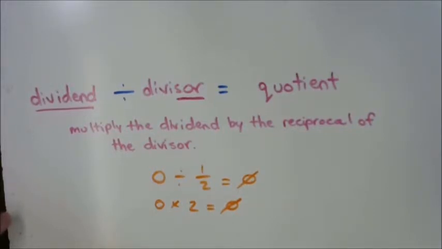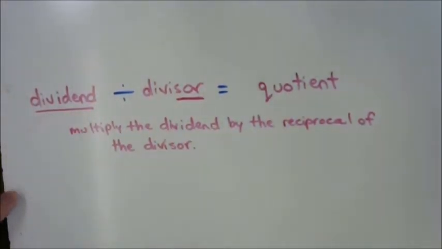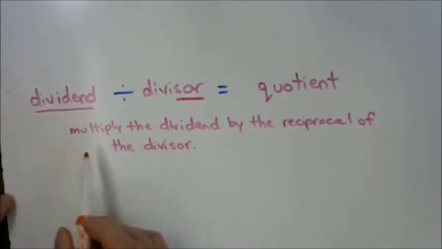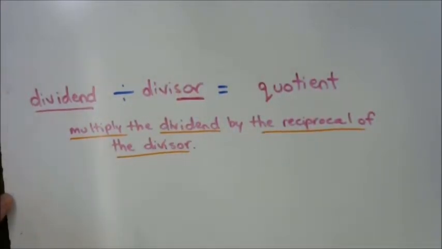How do you know what goes on the top and what goes on the bottom when you're cross multiplying? That's why we're not going to talk necessarily about cross multiplying. We're going to talk about multiplying the dividend by the reciprocal of the divisor. That will make sense after we do a few problems, and then it'll make a lot more sense.